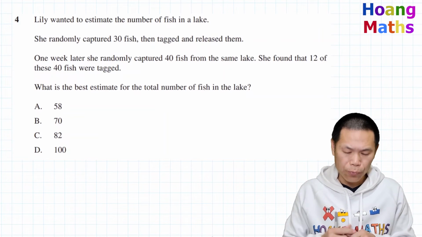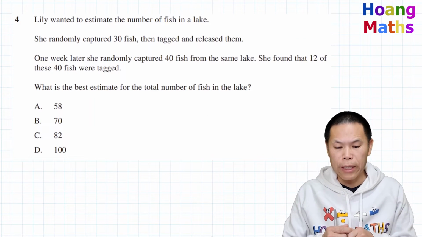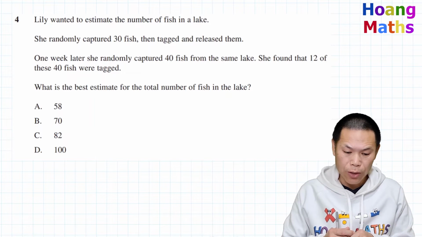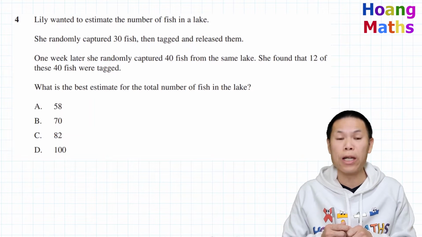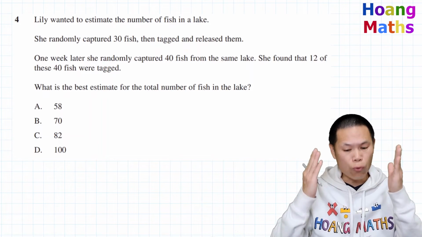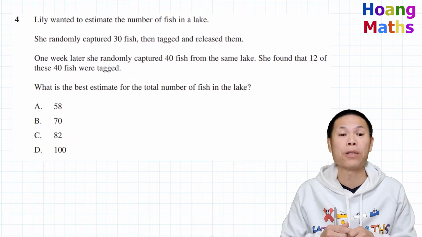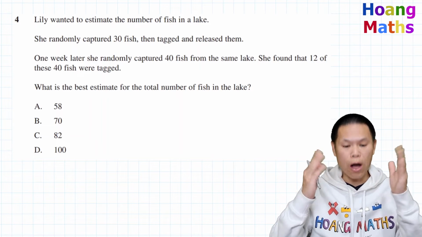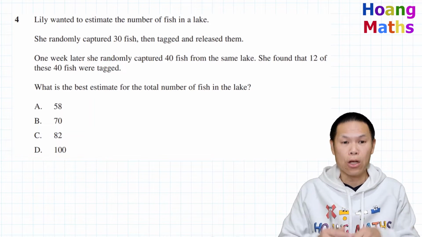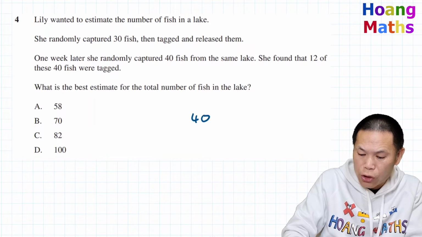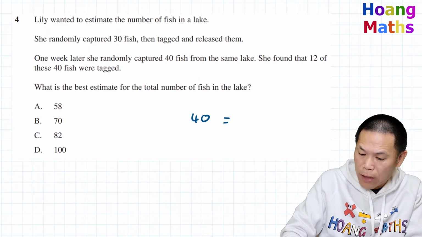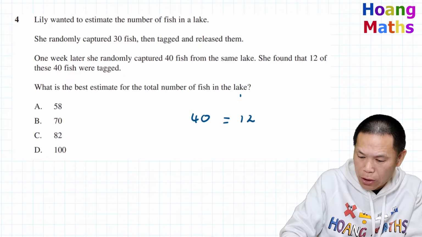Question number 4. Lily wanted to estimate the number of fish in a lake. She randomly captures 30 fish, then tags and releases them. 1 week later, she randomly captured 40 fish from the same lake. She found that 12 of these 40 fish were tagged. So first of all, let me just write this down. 40 fish that she caught, and she found that 12 are tagged.